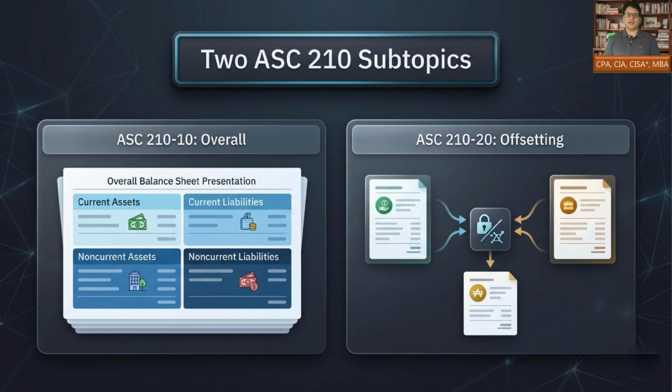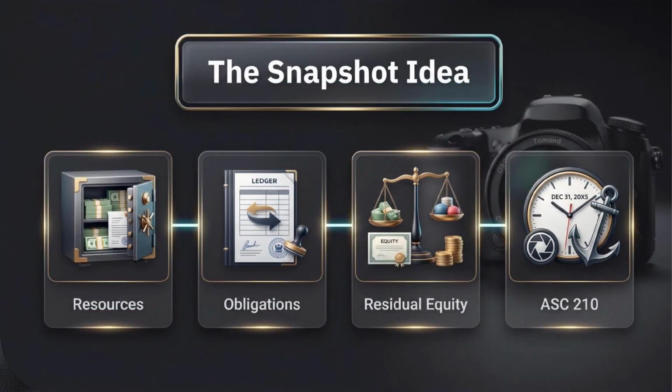ASC 210-20 is the offsetting area. It asks a different question. Can a financial asset and a financial liability be shown as one net amount? So keep this distinction clear in your mind. ASC 210-10 helps us decide where items belong, while ASC 210-20 helps us decide whether gross amounts can be collapsed into a net presentation.